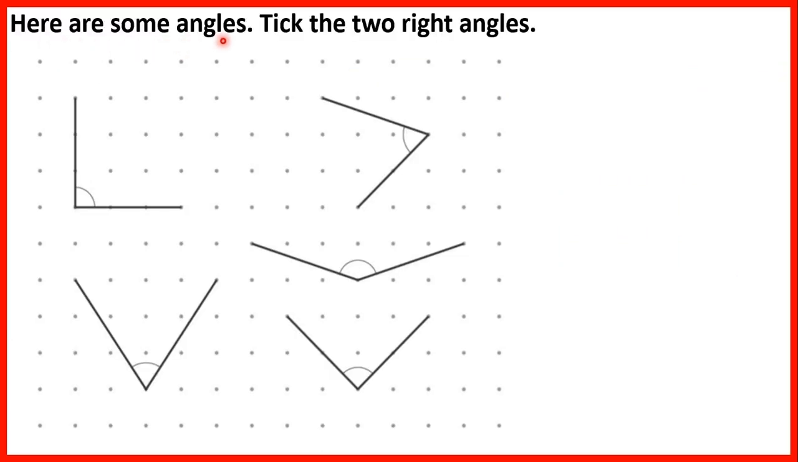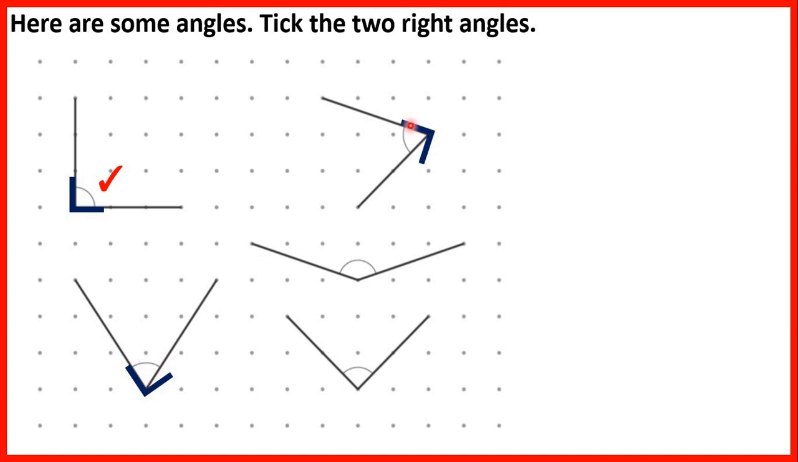Here are some angles. Tick the 2 right angles. So we can remember that a right angle is like the corner of a piece of paper or the corner of this screen. So this angle here is a right angle. This angle is less than or smaller than a right angle, so that's an acute angle.